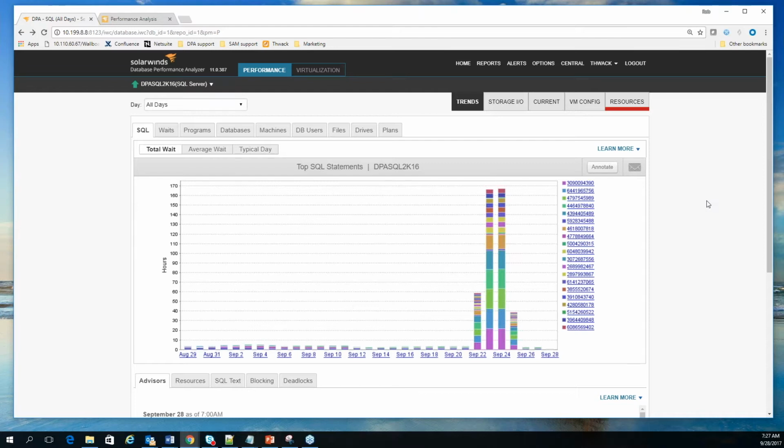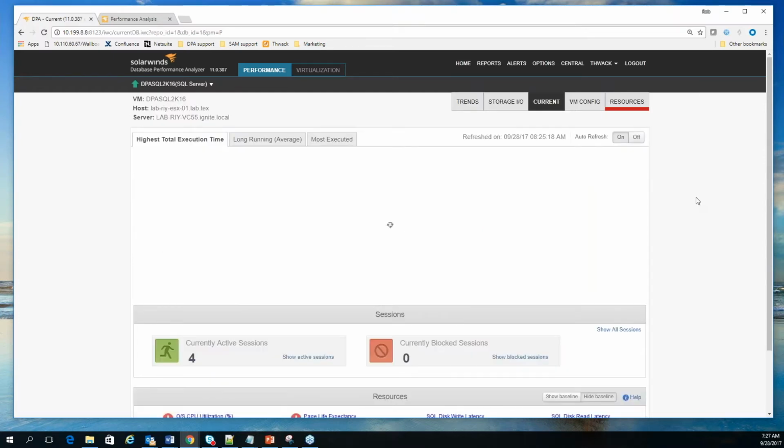The first one is the current scenario, so things are melting down right now. And here within DPA, I'm drilled into an instance specifically, this DPA SQL 2016, a relatively current version of SQL Server. I think 2017 is coming out or imminent, or maybe it just got released, I'm not sure. So let's go into current and see how this looks.